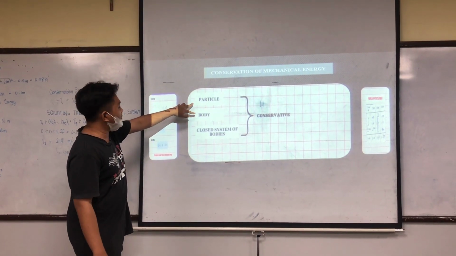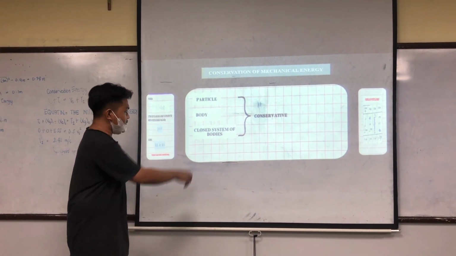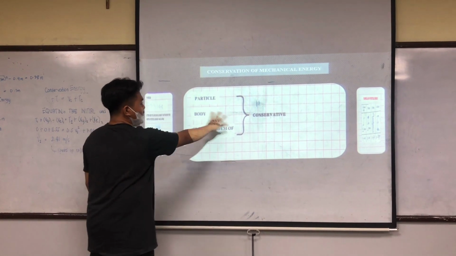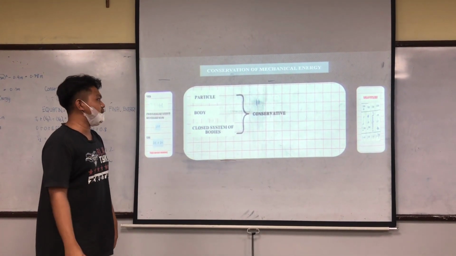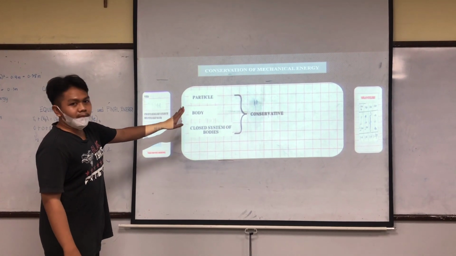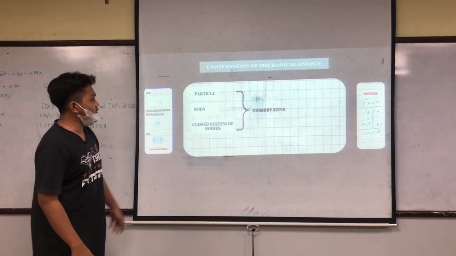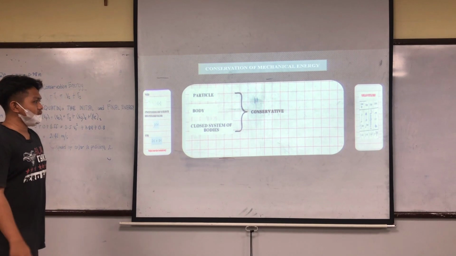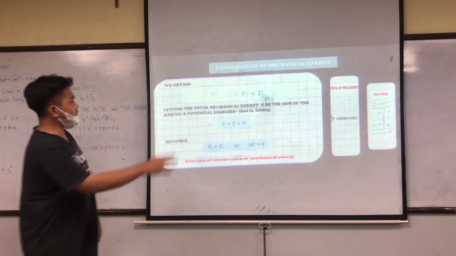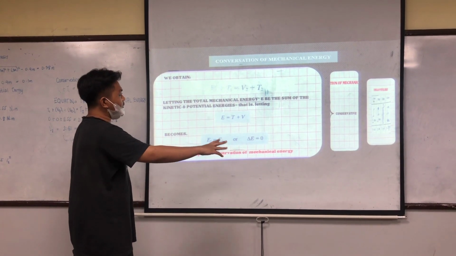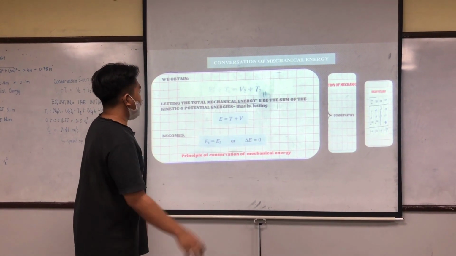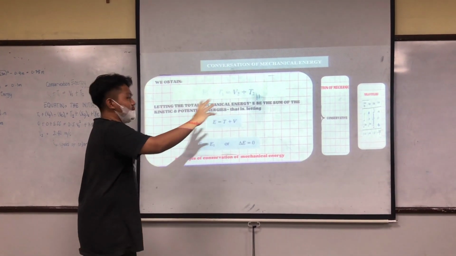So we combine the particle and the body when we go to the closed system of bodies. These three are conservative, meaning there is no external force involved while the energy does work. So, next slide. In the conservation of mechanical energy, in this problem we have two mechanical energies, from position 1 and position 2.